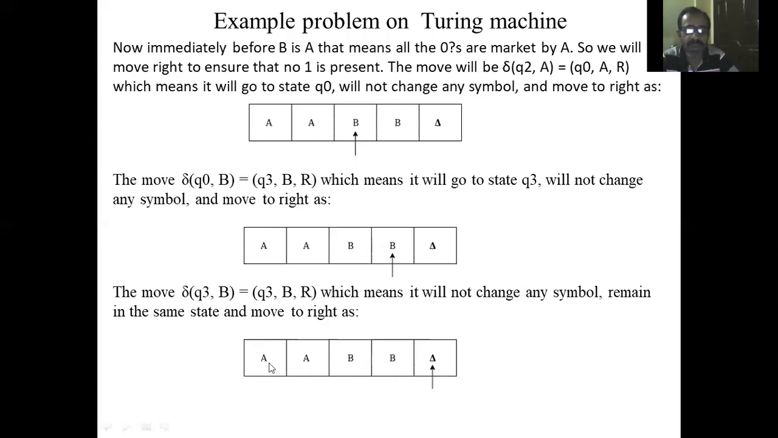Delta means all zeros have successfully converted to A and all ones have successfully converted to B, and there are equal numbers of A's and B's because Q3 didn't experience a 1. Suppose one more 1 is there, then we say that zeros and ones are not equal. So Q3 is experiencing only B's, and finally delta.